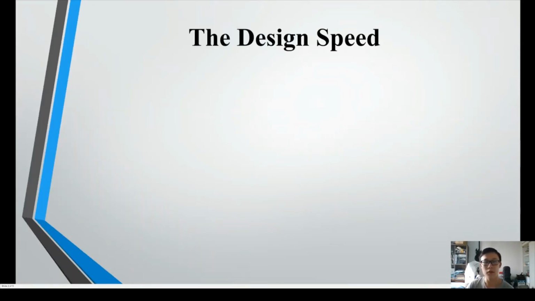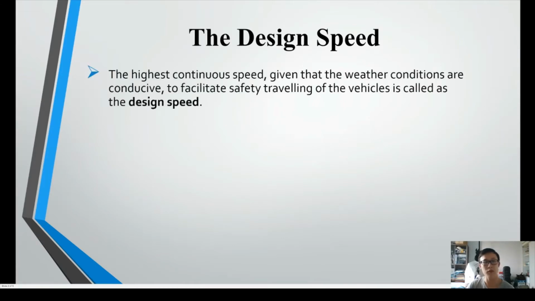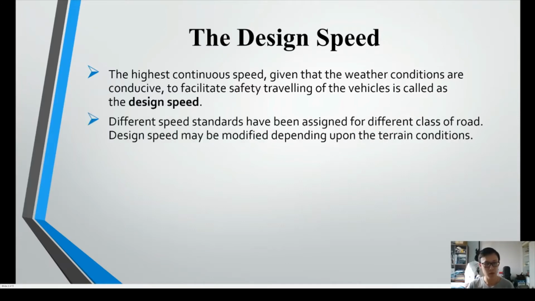The first factor is the design speed. Design speed is known as the highest continuous speed, given that the weather conditions are conducive to facilitate safe traveling of the vehicles. Different speed standards have been assigned for different classes of road. Different speeds may be modified depending upon the terrain conditions.